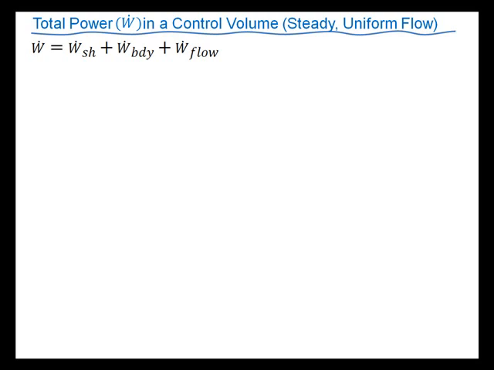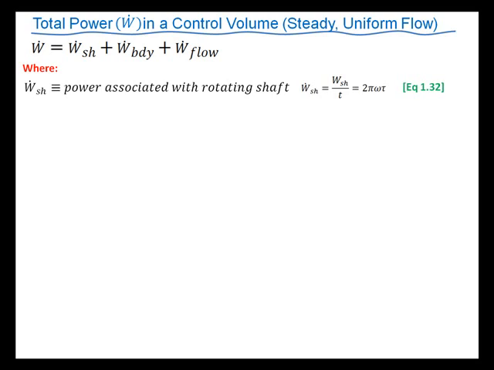So the rate of shaft work is the power associated with a rotating shaft, and that could be power required to rotate a shaft in a compressor or a pump, or the power generated by a rotating shaft as in a turbine. And the equation for this is in your book, equation 1.32, and it simply states that the power associated with rotating shaft work is equal to the shaft work divided by time, which gives us 2 pi times the speed of rotation times the torque.